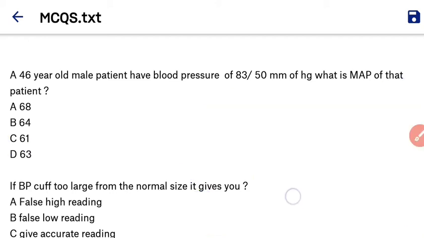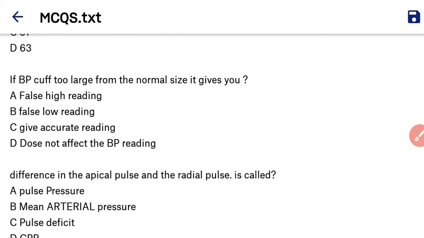Okay, next, if a BP cuff is too large for the normal size, what does it give you? So here, if the BP cuff is too large, it gives a false low reading. Okay, so here our right answer is B.